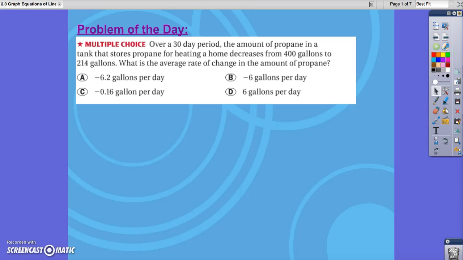All right, so today we move on. Here's our problem of the day. It's a multiple choice word problem dealing with rate of change. Pause the video, write out your work, and choose the correct answer.